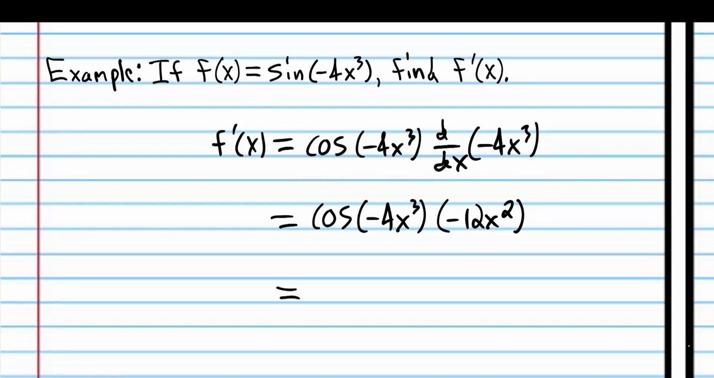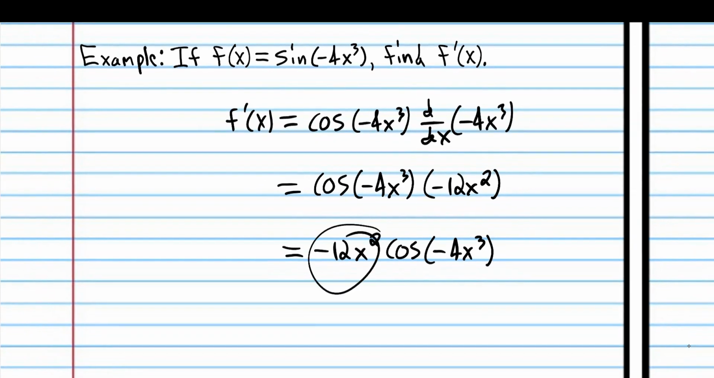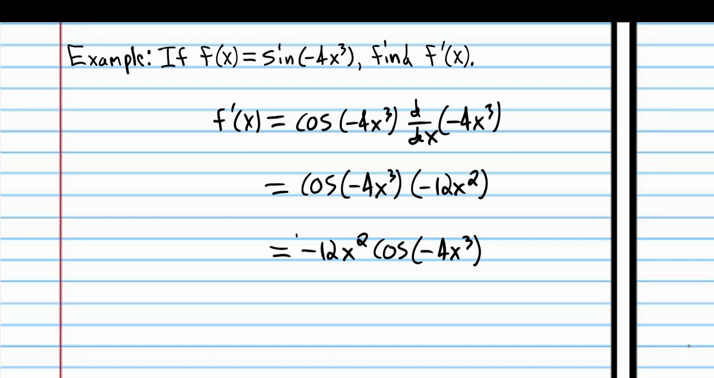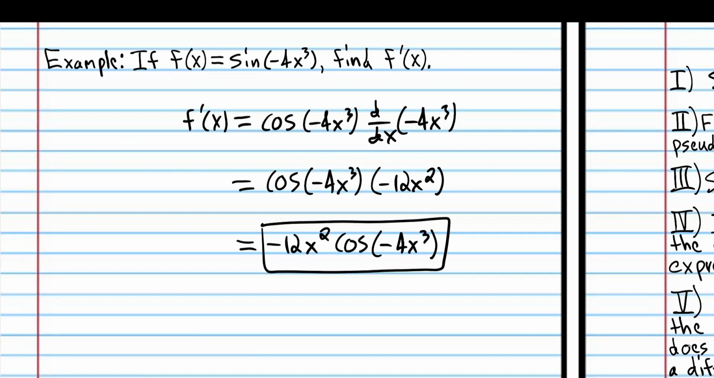Now, just to avoid any ambiguity, we can put the negative 12x squared in front of the trigonometric function. It's probably better to do that. Now, you could keep this product out here, but it's best to really put it in front of the trigonometric function to avoid any confusion. We don't want to think that all this stuff is inside the trigonometric function. So if you got that right, excellent. That is the chain rule.